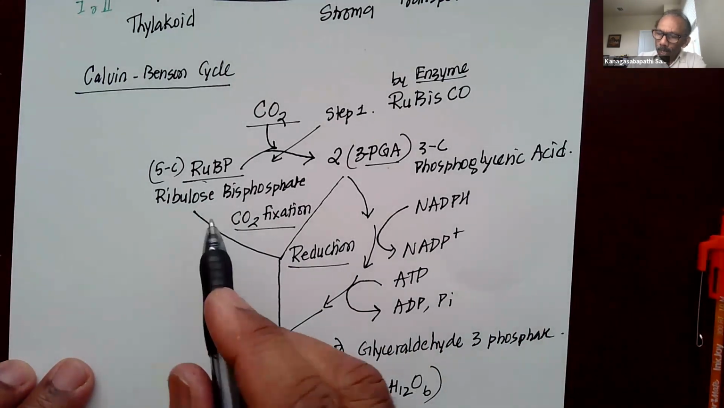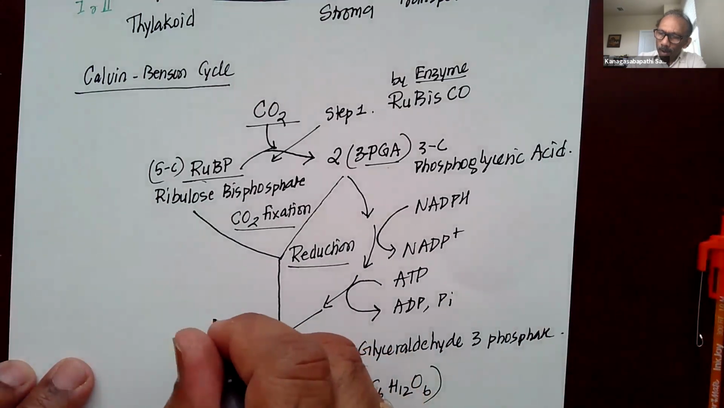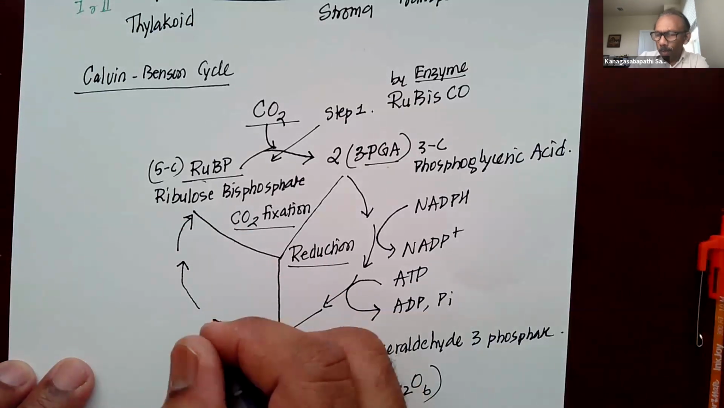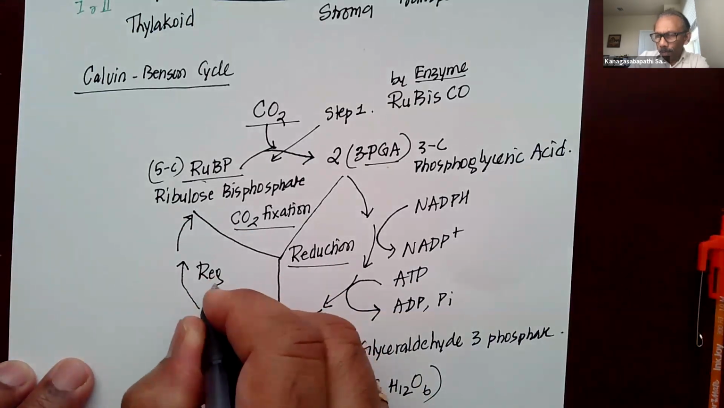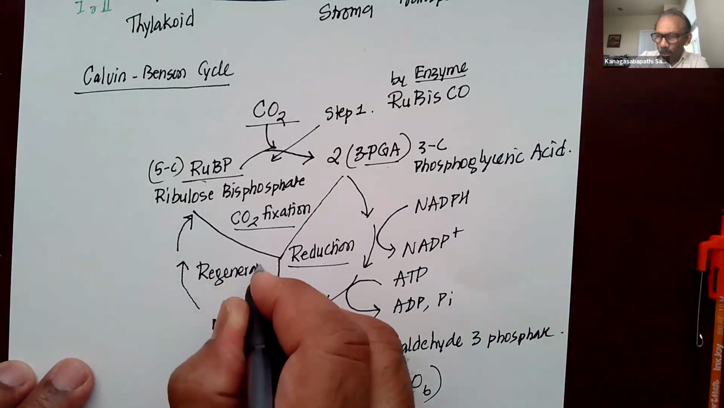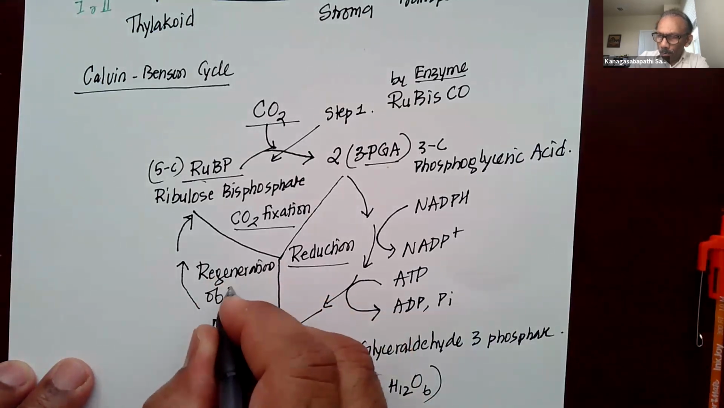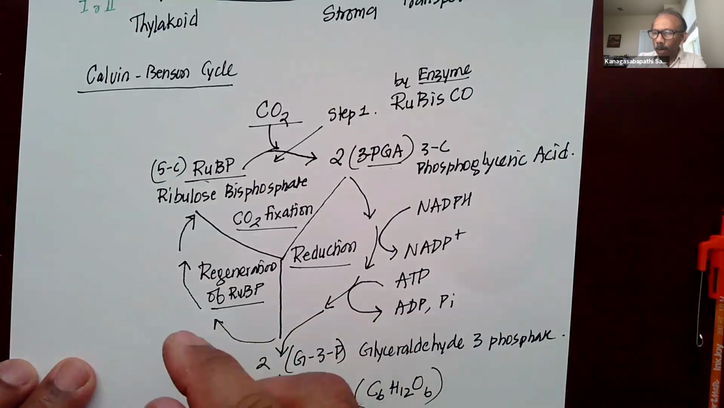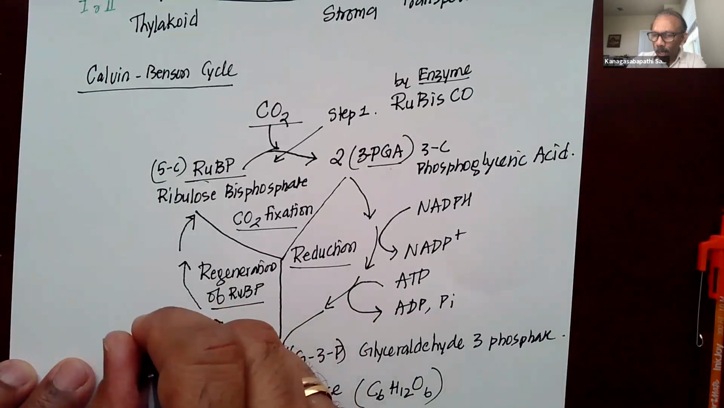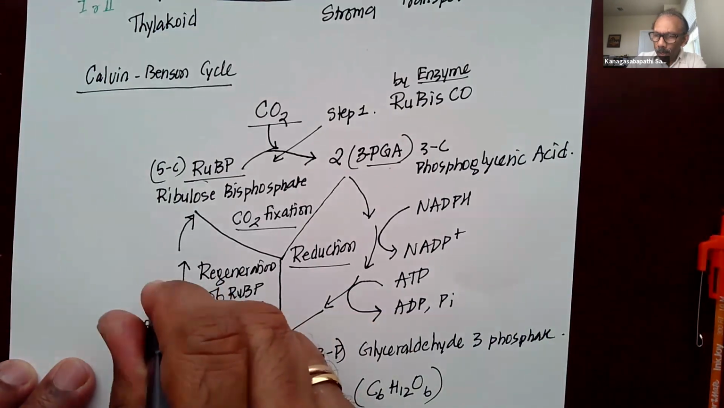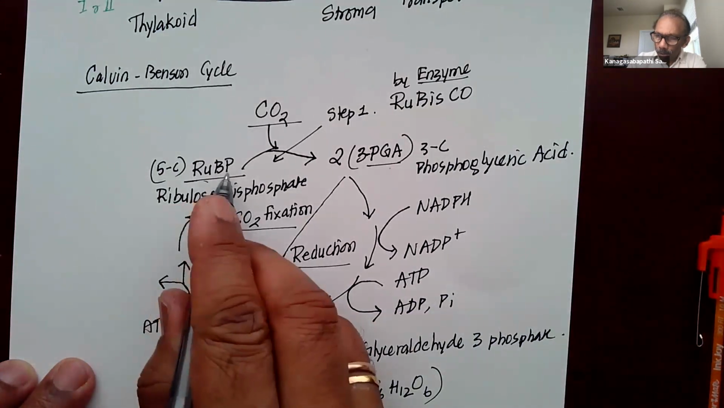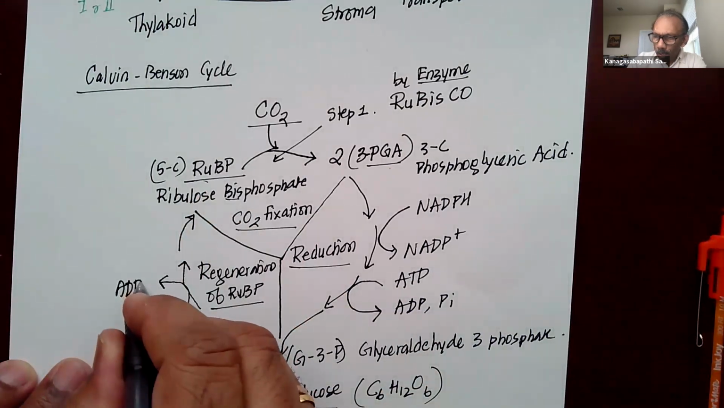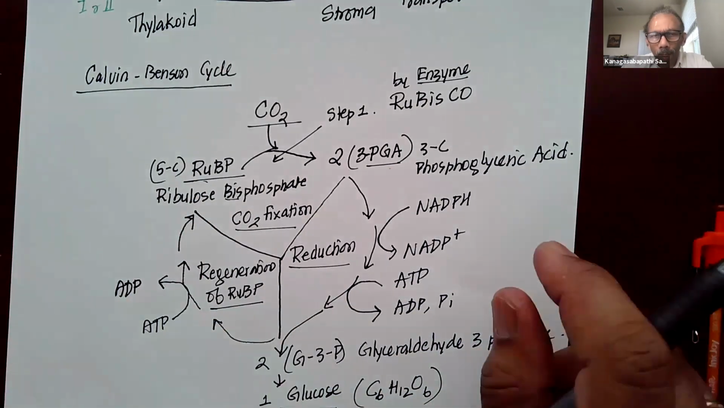So now, because it's a cycle, you have to regenerate the ribulose bisphosphate. Okay, so that phase is called regeneration of RuBP. That's how it regenerates that. For this, it uses an ATP, and it gives the phosphate to create this bisphosphate, meaning it has 2 phosphates, and it gets ADP. Okay.